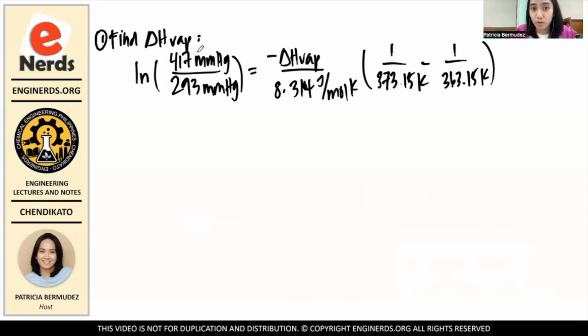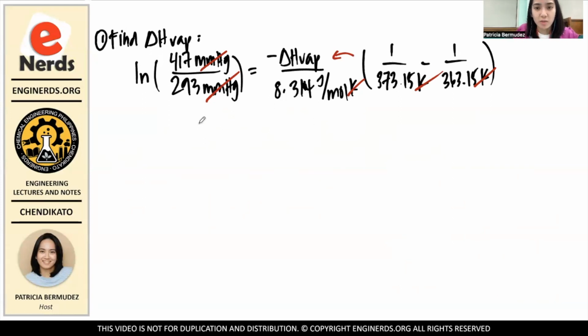Kasi dapat ito ay unitless. Okay? So, mmHg, makacancel. And then, itong Kelvin, it's technically 1 over k. And ito ay 1 over k na nasa denominator. So, ito makacancel din here. Ito kasi technically, nasa numerator siya, dito siya nakamultiply. Pero ito, nasa denominator. At itong k ay nasa denominator ng denominator. So, ito, makacancel siya. Okay?